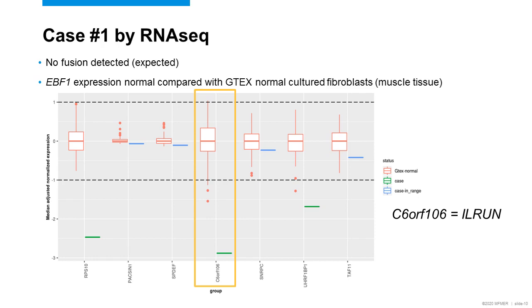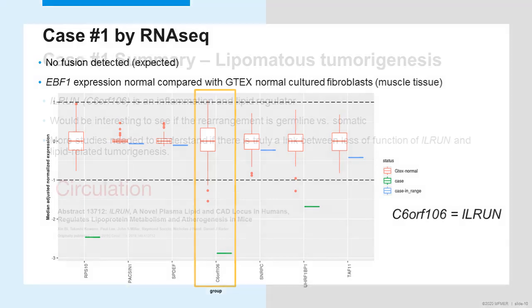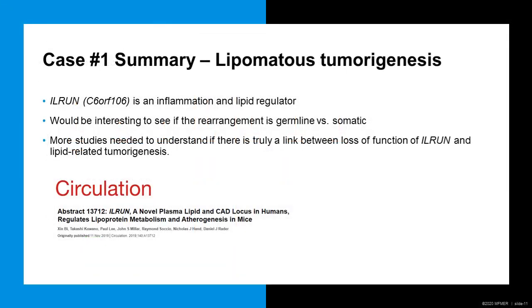We also see low expression of a couple other genes in this region, but this was the one that was intriguing to us since it was directly involved in the structural rearrangement. This case was particularly interesting because the information on the IL run gene was actually published after we had initially signed out this case clinically. And IL run is an inflammation and lipid regulator.